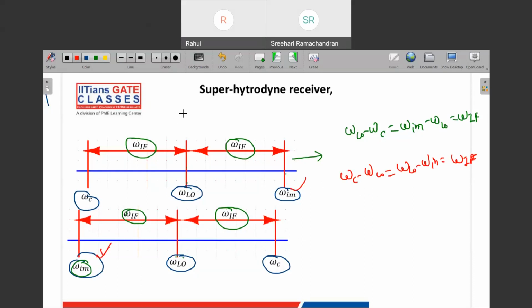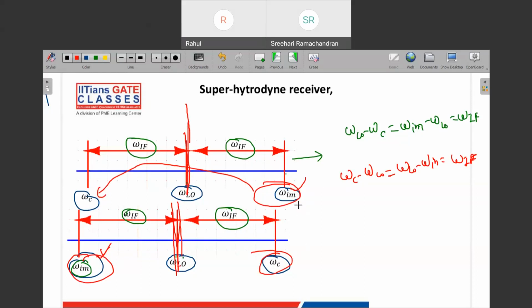But in both cases it is an image, because if you draw the vertical line here, this omega image is the mirror image of omega c, and when you draw the vertical line here, this image is actually the mirror image of this omega c with respect to this vertical line. That's why in both cases this omega im is the image frequency.